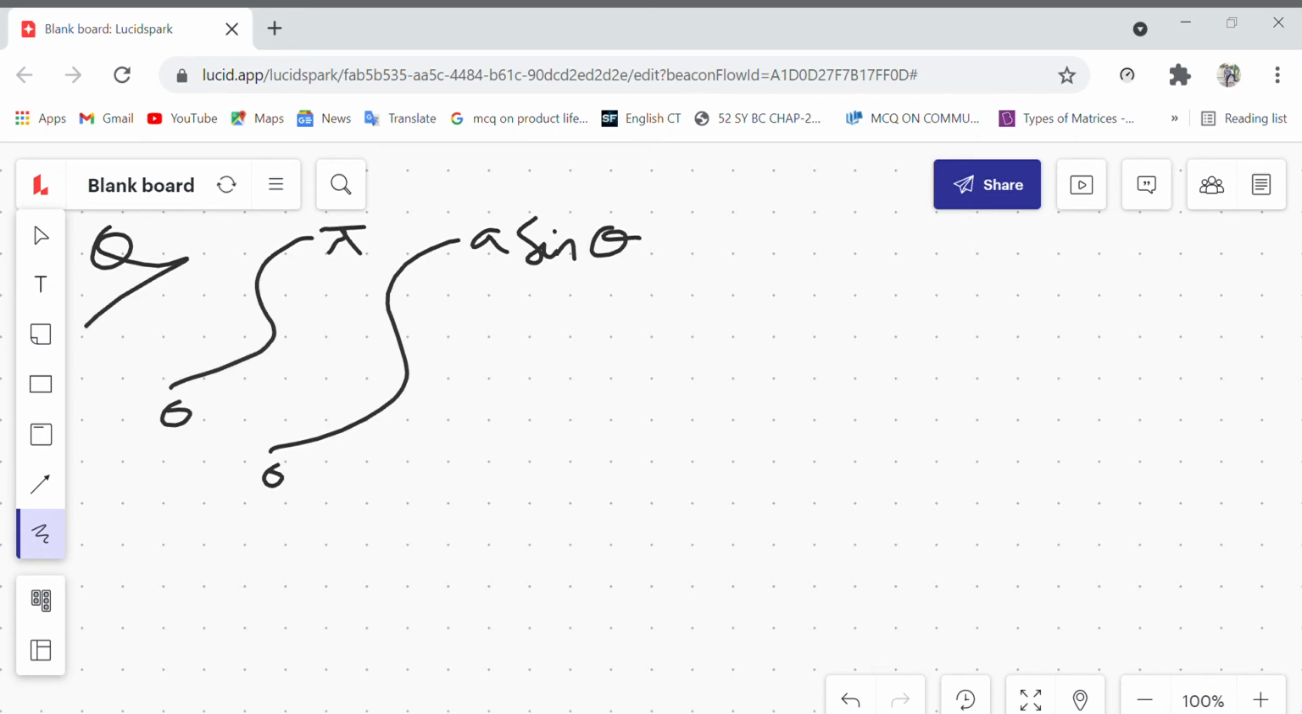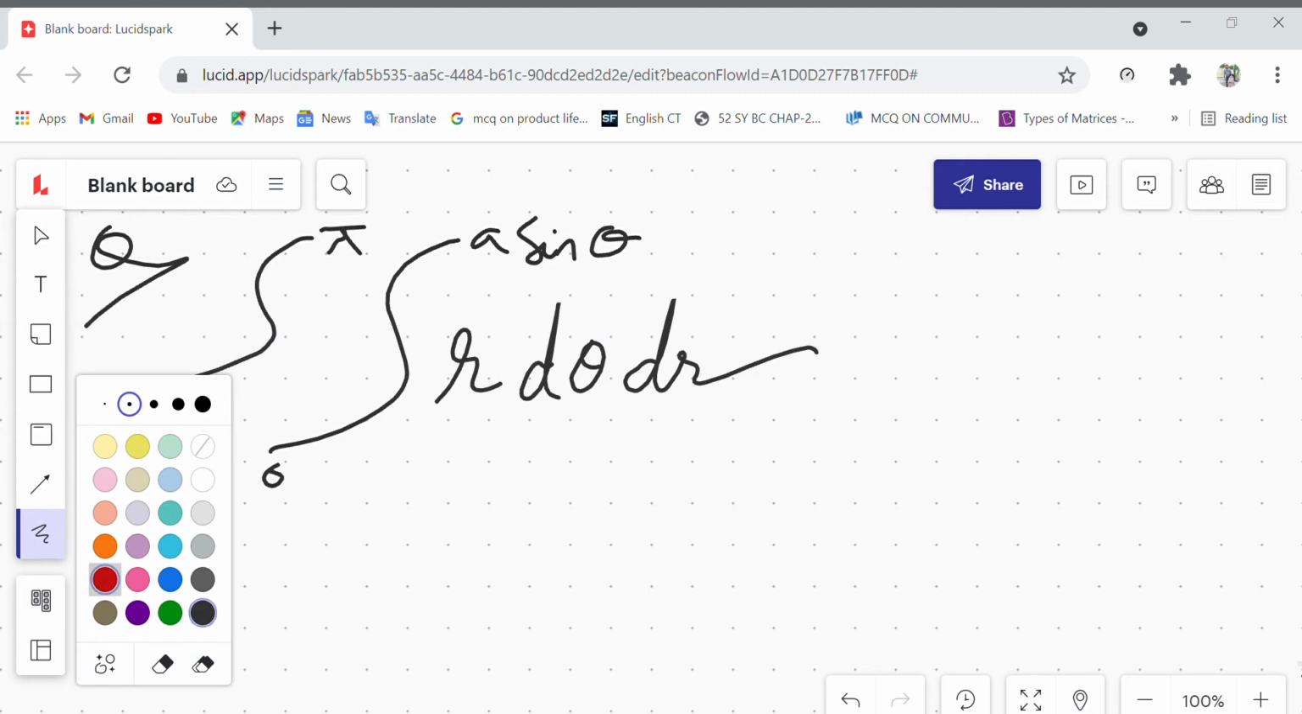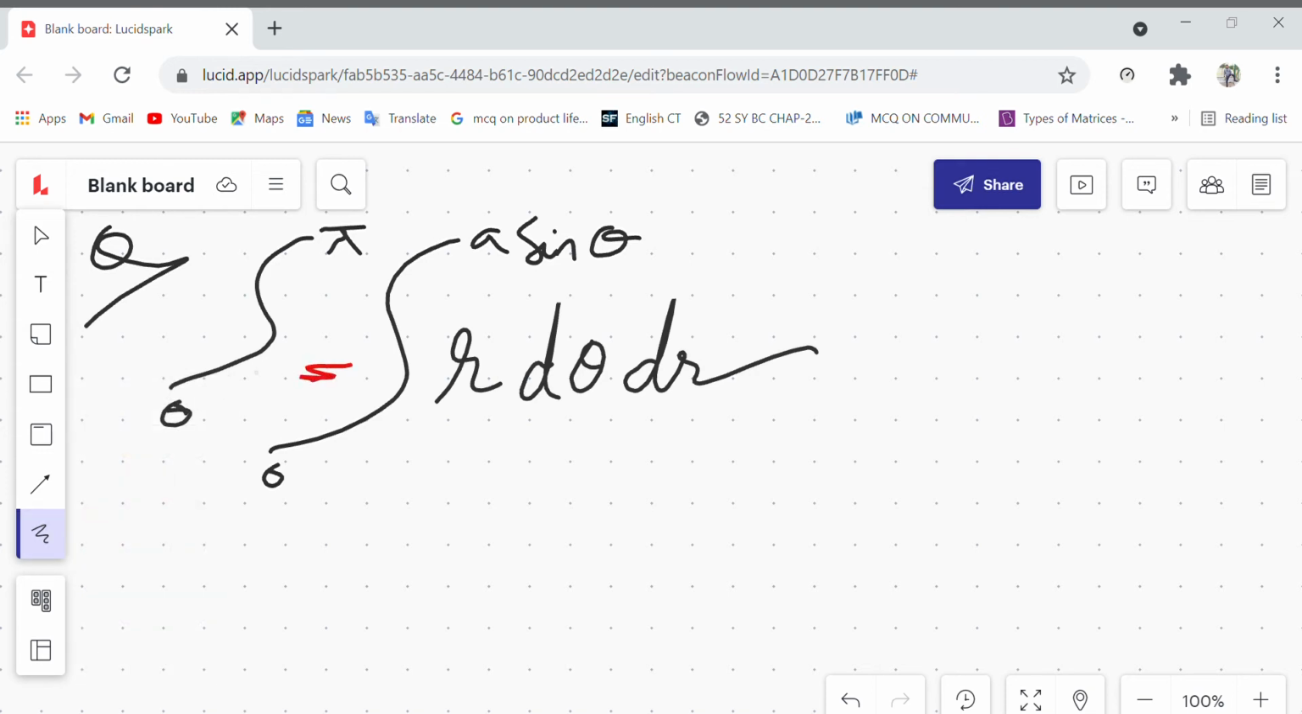What is the inside value? r d theta dr, integration of 0 to pi, then again integration of 0 to a sine theta, r d theta dr. So again, this space is empty. How to fill it? First concentrate on this. This is the second type of question.